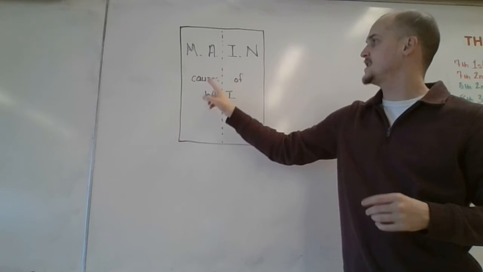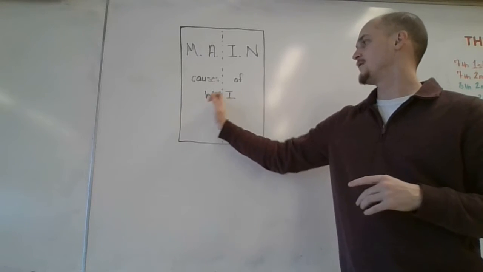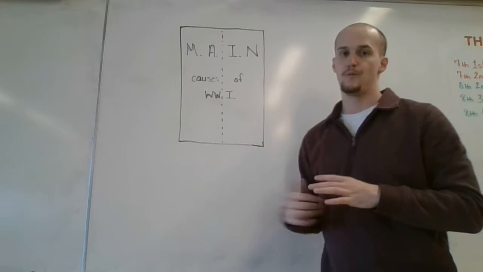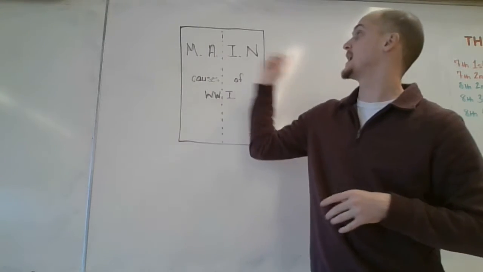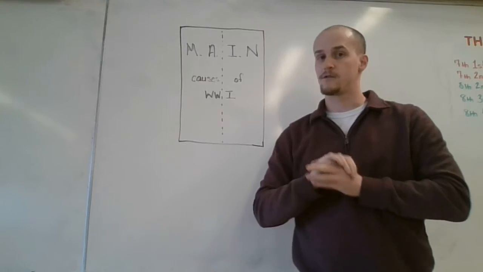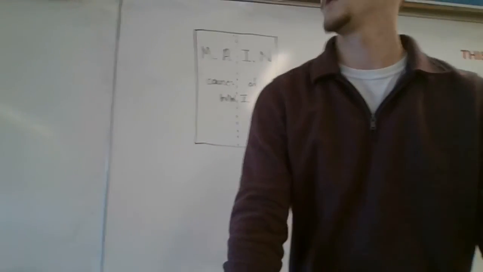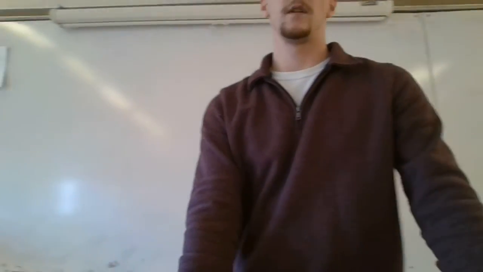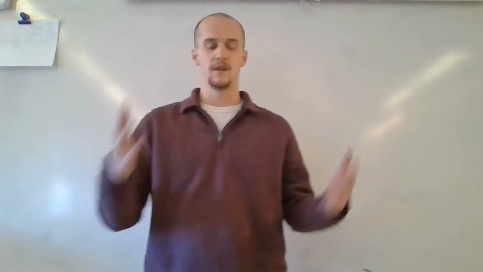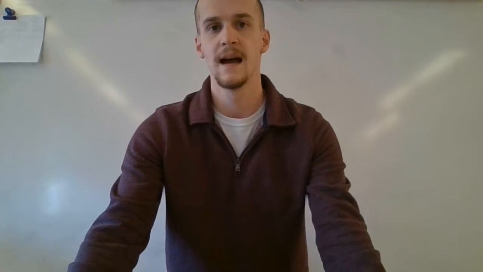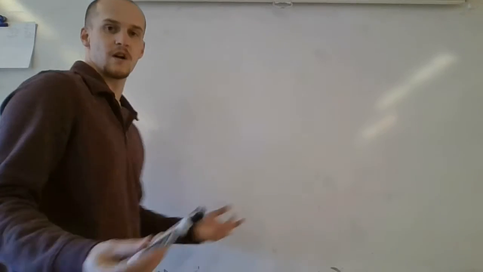On the front of your foldable, what you're going to need to put is M.A.I.N, the main causes of World War I. And these 4 main causes are what we're going to go over. Not only are they the main causes, they actually make up an acronym to help you remember what these causes were. So we're going to slide over here to the board. I'm going to do these 4 columns in 4 different colors, so you'll be able to identify the differences between them. So we're going to start with the M first.